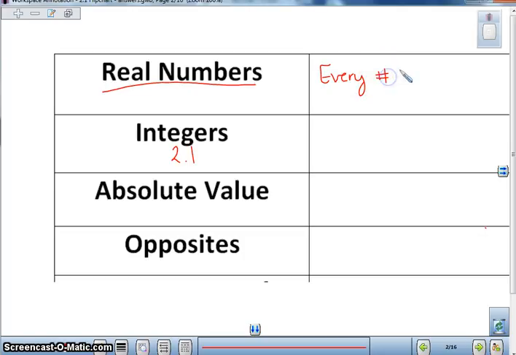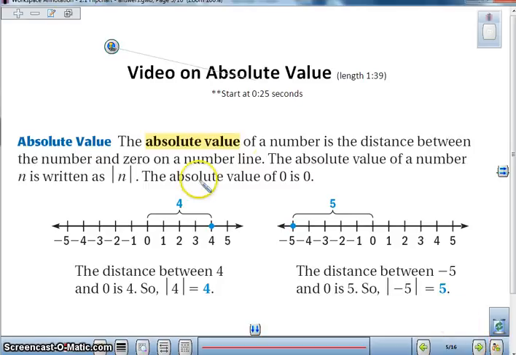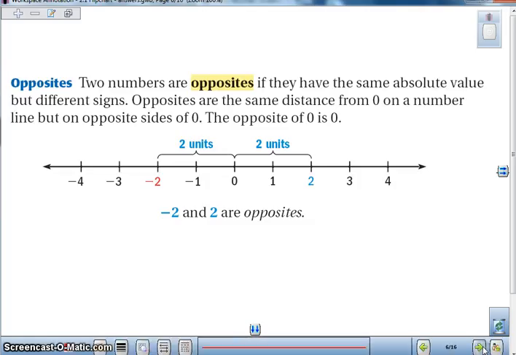This is my symbol for number. You want to put both the symbol and the words behind it: every number on the number line. As we take a look at absolute value, we talked about how the absolute value is the distance from a number, and it's always the distance from 0. So again, as you read through these, here's a couple more examples for you to take a look at.